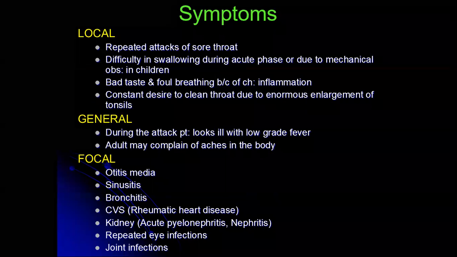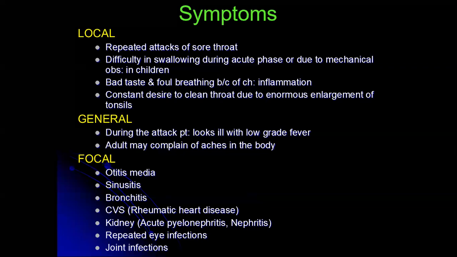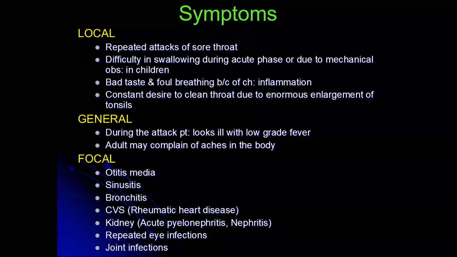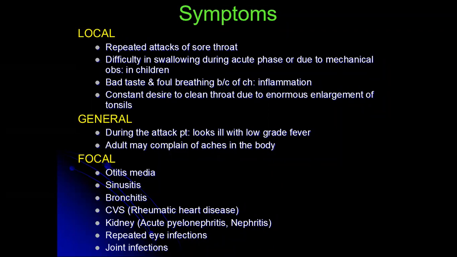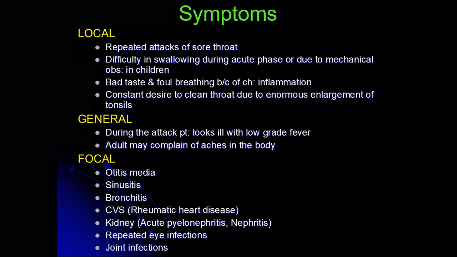Now the symptoms. What happens to the patient with chronic tonsillitis? Number one, there are repeated attacks of sore throat. If you remember, my first indication is that if there are 3 to 4 attacks within 3 months, and 4 times in a year, it is called chronic tonsillitis. So the first local symptom is repeated attacks of sore throat.